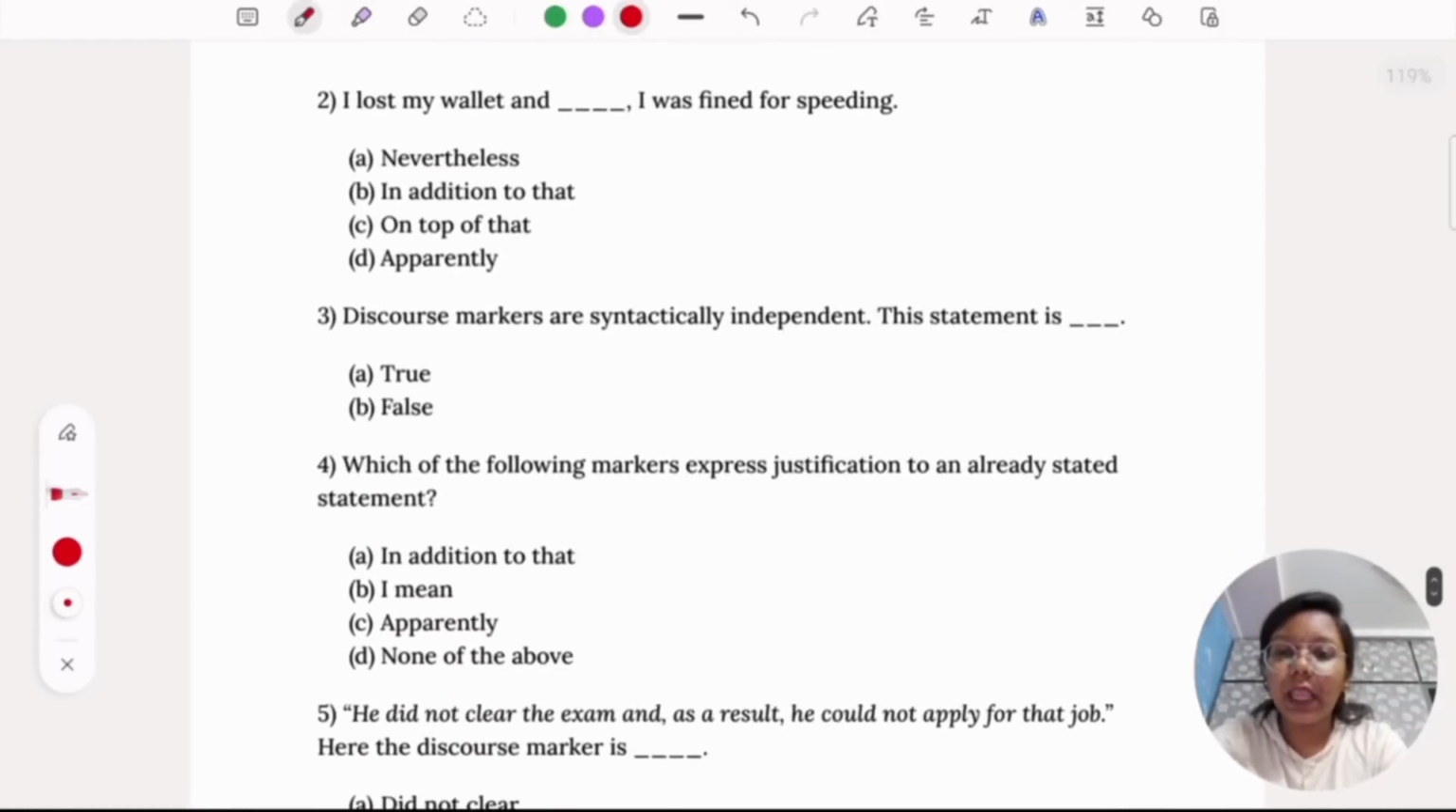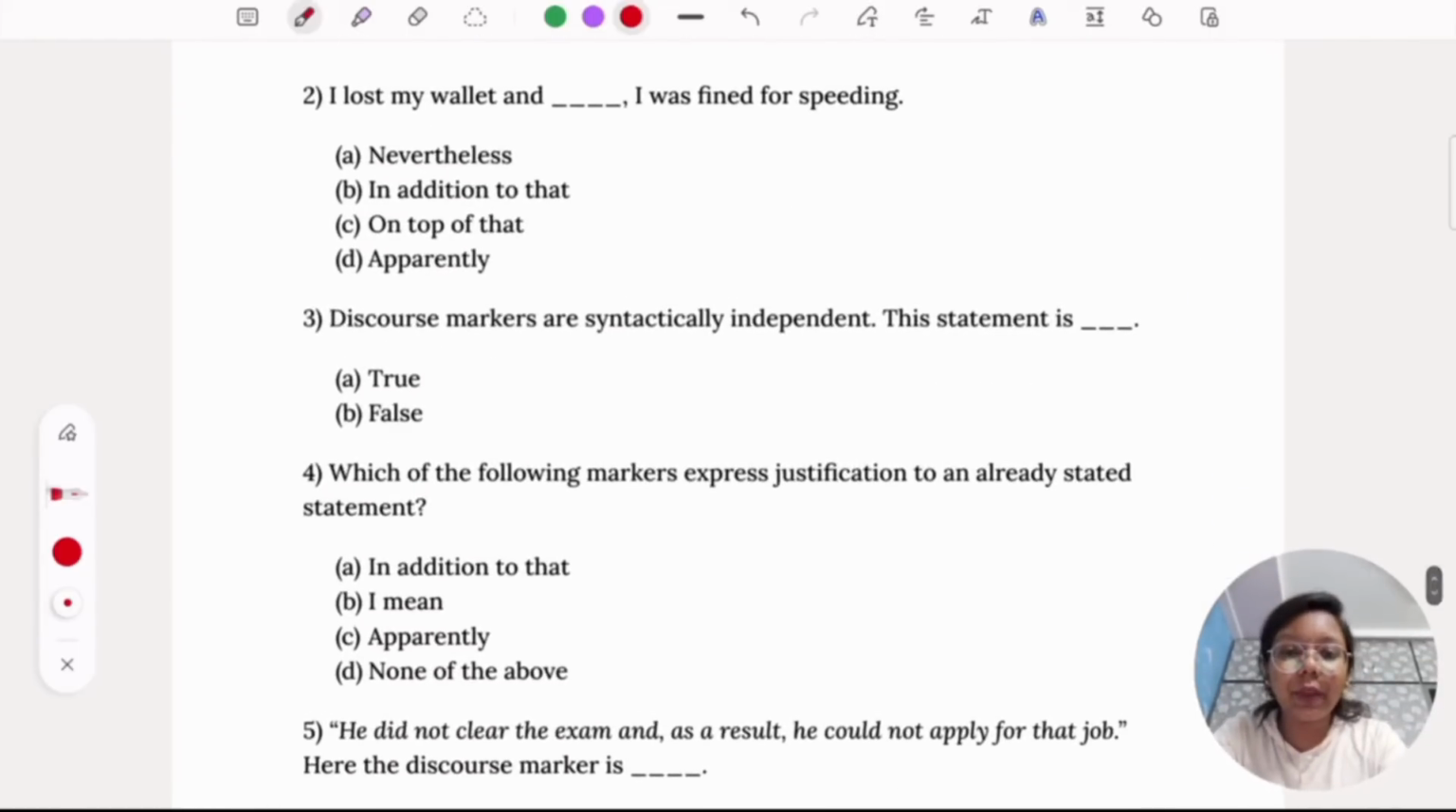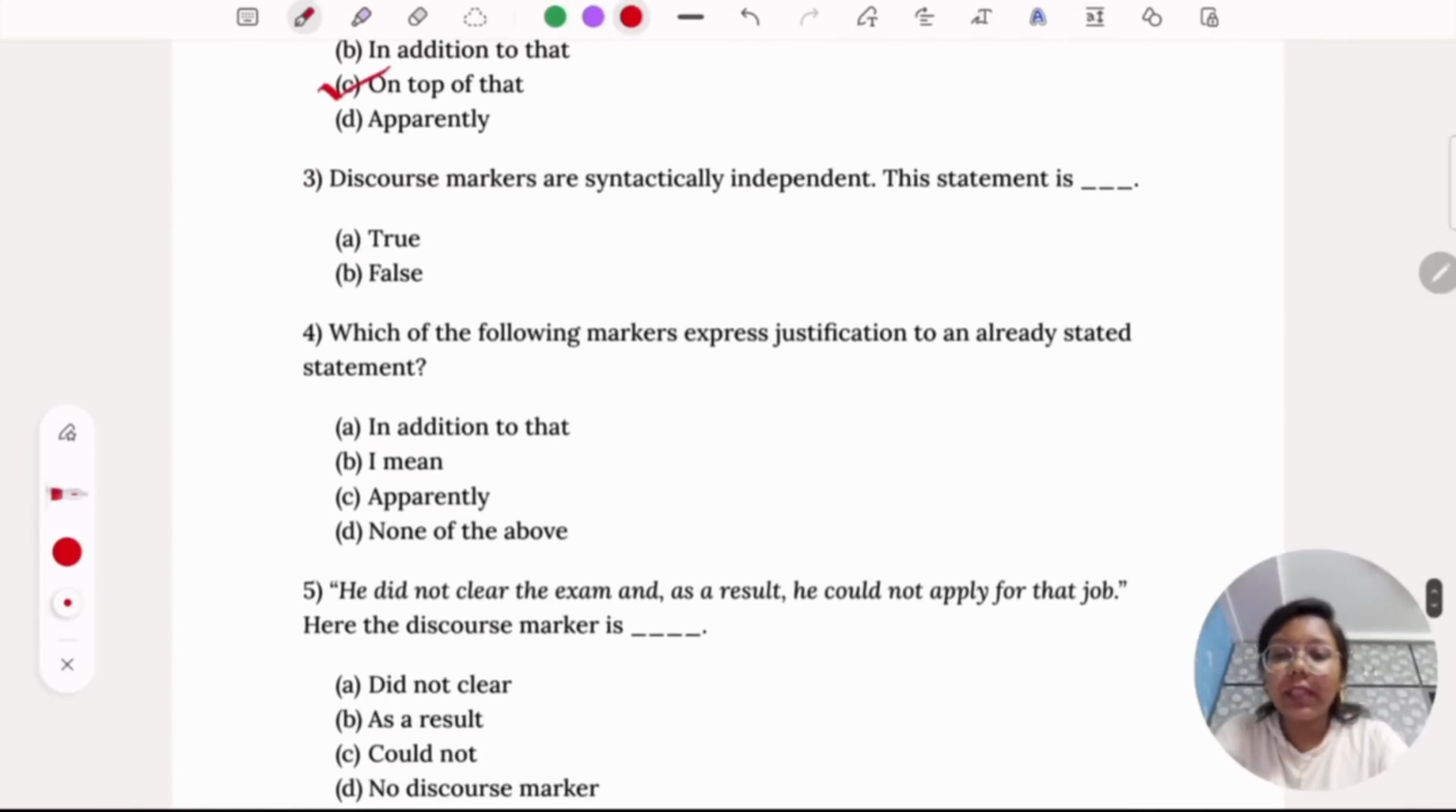Let's see the second question. I lost my wallet and I was fined for speeding. The answer is on top of that. I lost my wallet and on top of that I was fined for speeding. And the third one: discourse markers are syntactically independent. They are asking whether the statement is true or false. The answer is true. The meaning here is, as I told you before, even if you remove the discourse markers from a sentence, they do not disrupt the grammatical structure. They do not disturb the grammatical structure of the sentence.